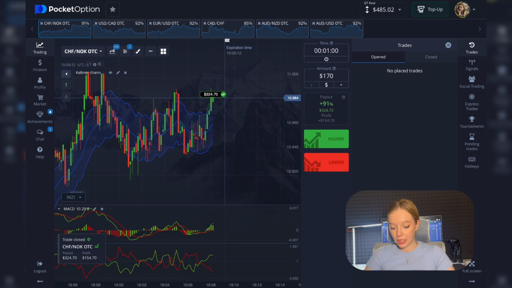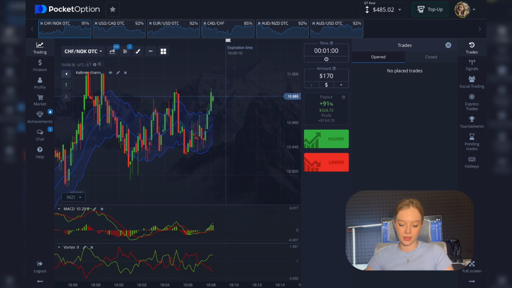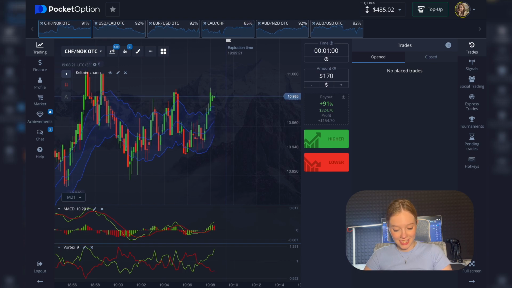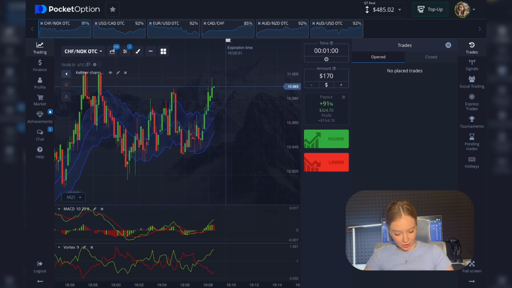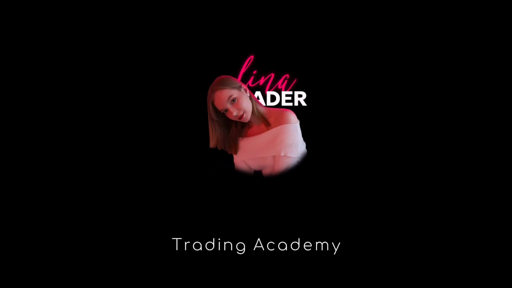We should also pay attention to the Keltner channel. The chart has been moving along the lower part of our indicator all this time, and then it went up to it and crossed the middle line. This is also a sign that the chart will change its trajectory. Let's move on.